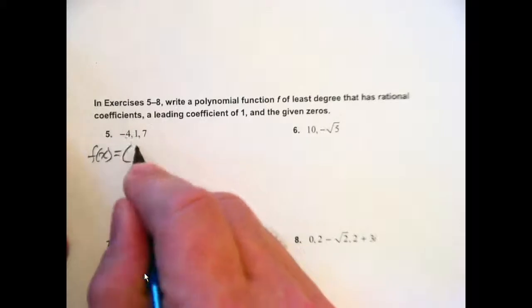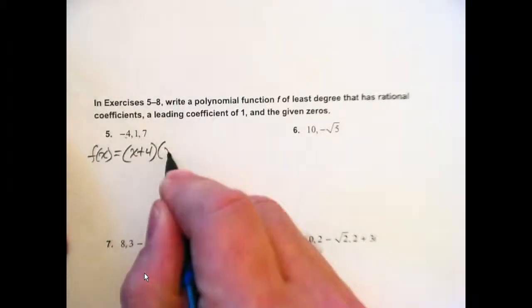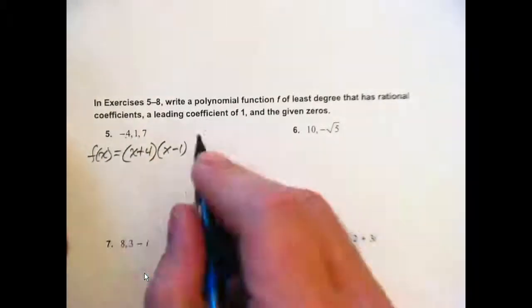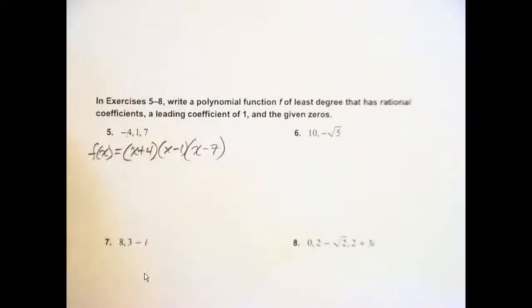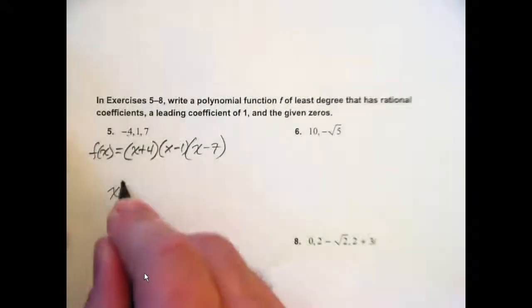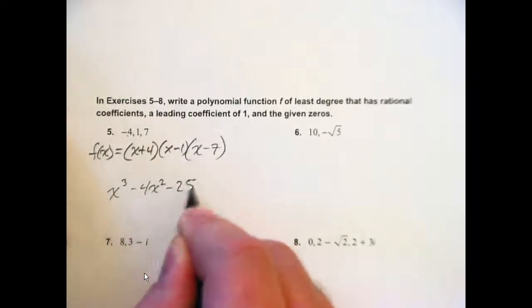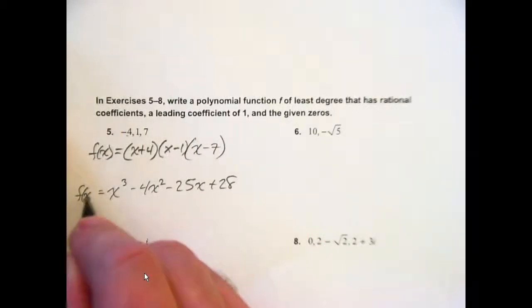If that's negative 4, we have x plus 4. If this is 1, we have x minus 1, because when I set that equal to 0, I get 1 as a solution. And this is x minus 7. Then we multiply it out, and we get our solution of x cubed minus 4x squared minus 25x plus 28. Obviously I'm assuming you can multiply it out.